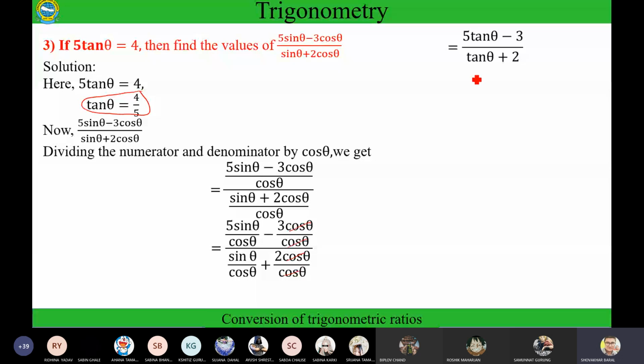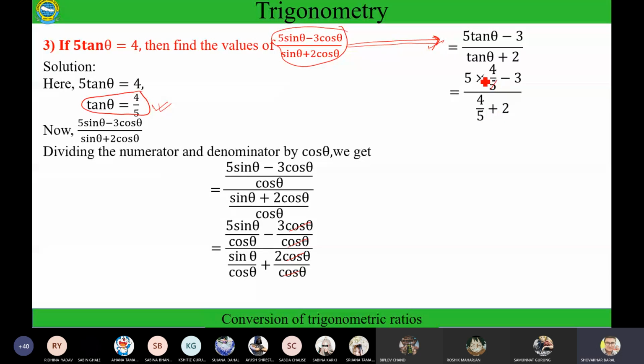हाम्रो जुन मकसद जुन वे थियो हामीले गर्ने कम्प्लिट भयो यहाँ. So we have already got the value of tan theta and I have converted the given expression. यो भनेको त एउटै नै हो. I have used some technique to convert this expression in terms of tan theta. So let's replace the value of tan theta in this above expression. So it will be 5 into 4 by 5 minus 3, because the value of tan theta is 4 upon 5. Again 4 upon 5 plus 2.